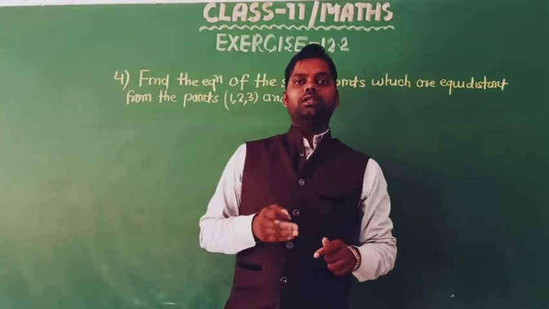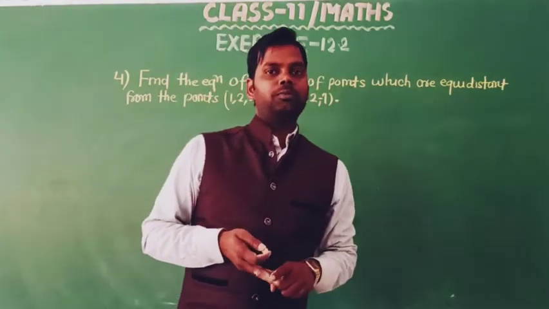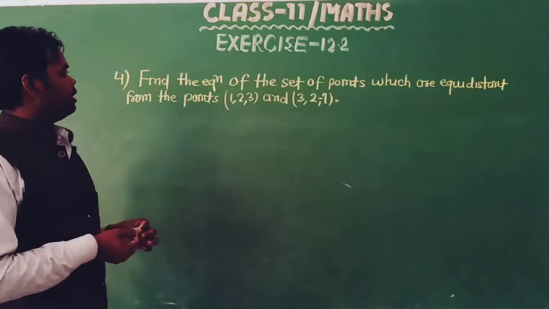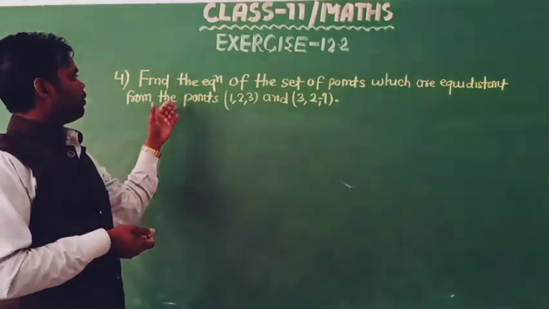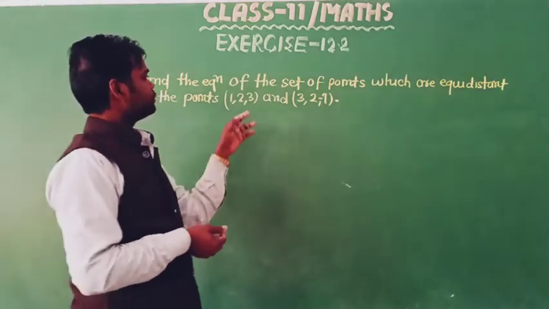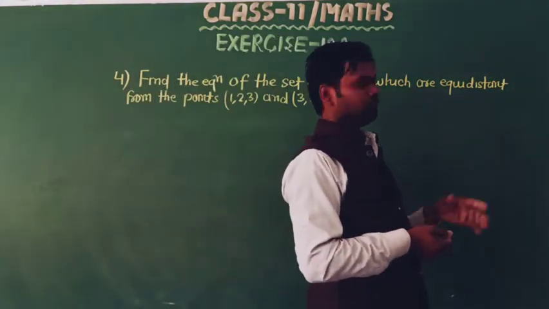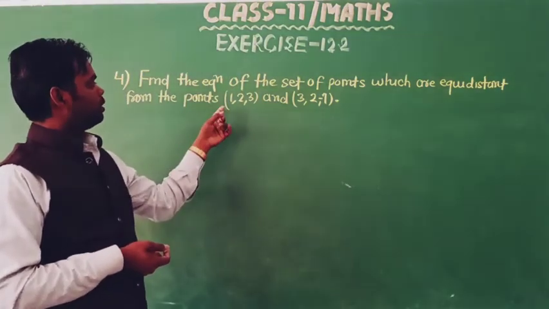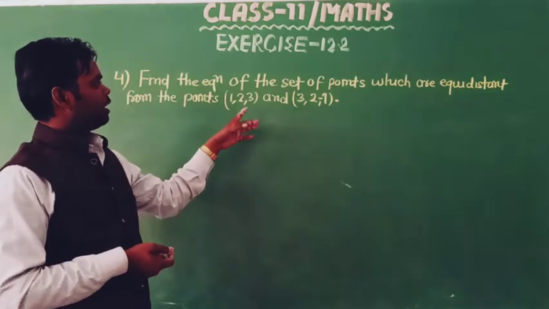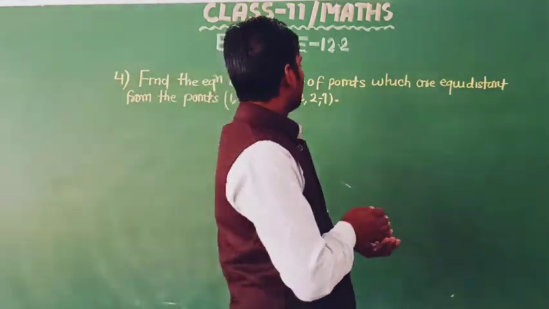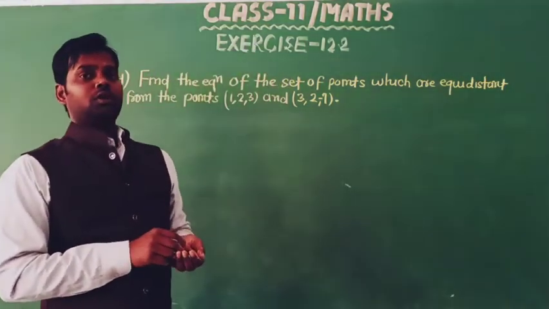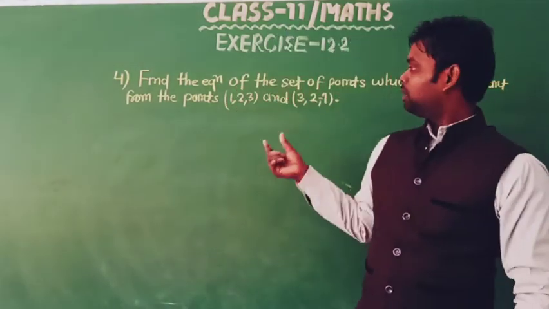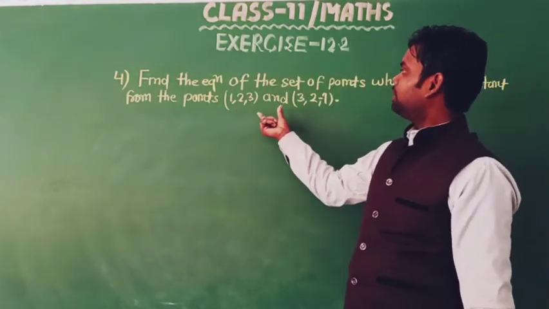Hello student, in this video I will solve question number 4 of exercise 12.2. In this question it has been said: find the equation of the set of points which are equidistant from the points (1, 2, 3) and (3, 2, -1). So we have to find the equation of the set of points that are equidistant from the given points.